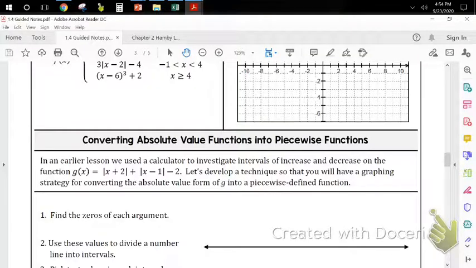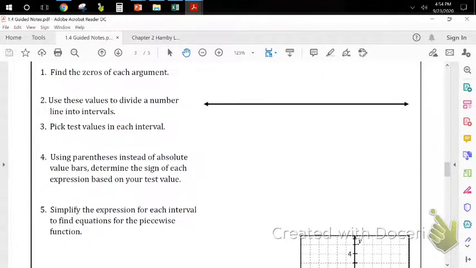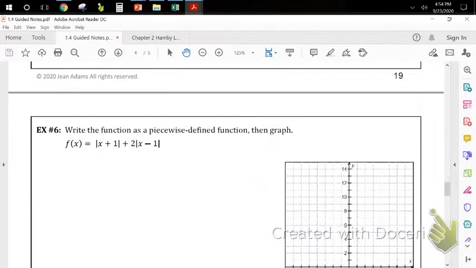Right, lesson 1.4, part 2 here. First, it talks about converting absolute value functions to piecewise functions, and we're just going to skip this for right now. So that means that on your assignment, you don't have to do numbers 13 and 14, okay? So we're just going to skip this for now. We'll hit it later if time allows us to.